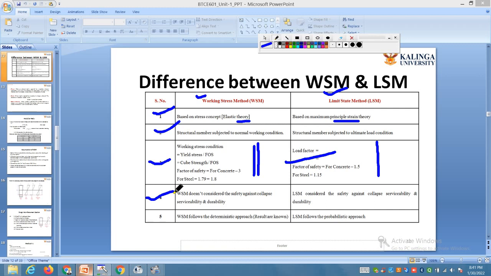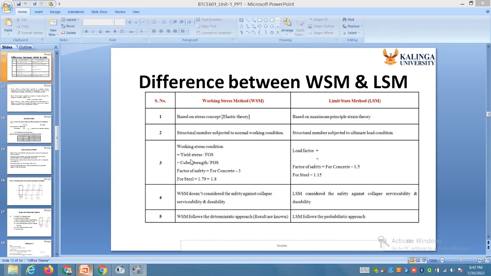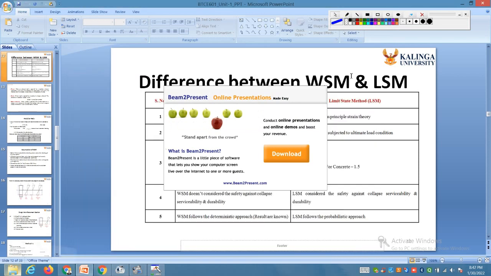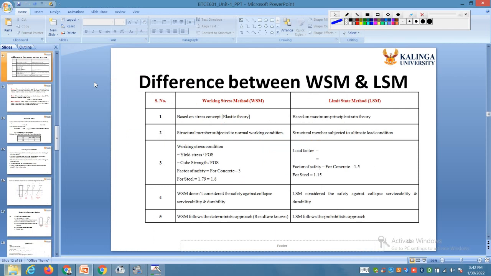Working stress method never considers the safety against collapse. Serviceability and durability aspects are ignored, but in limit state method safety against collapse, serviceability and durability aspect is considered. So if we conclude, working stress method follows the deterministic approach while limit state method follows the probabilistic approach. So this is the difference between working stress method and limit state method, and I have discussed in detail in my previous lecture the difference between them, abbreviated as WSM and LSM.